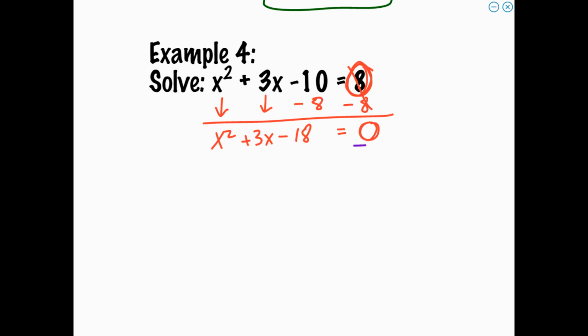Now that we have it equal to 0, now we can factor it. What's going to go in the top? A times C. So 1 times negative 18, which is what? Negative 18. What goes in the bottom? 3. What else do I need? My A's, right, on each side. Just the 1.